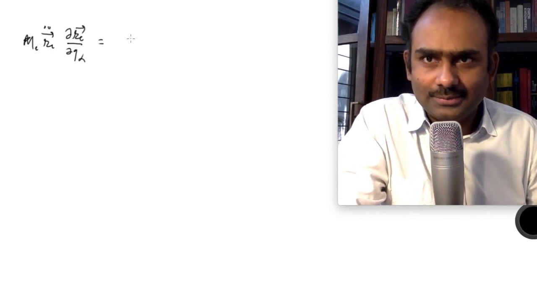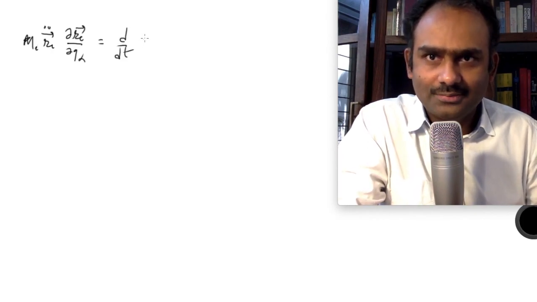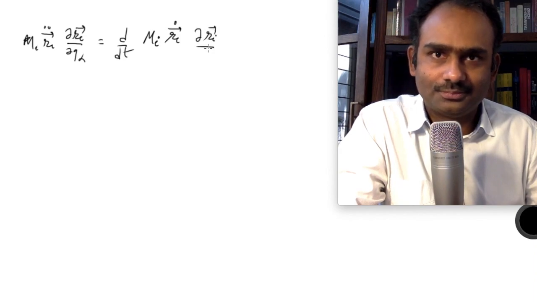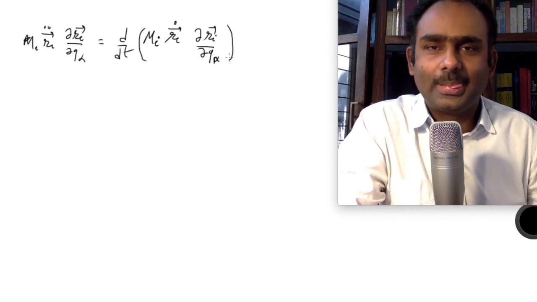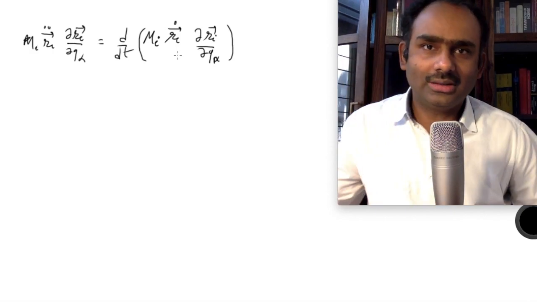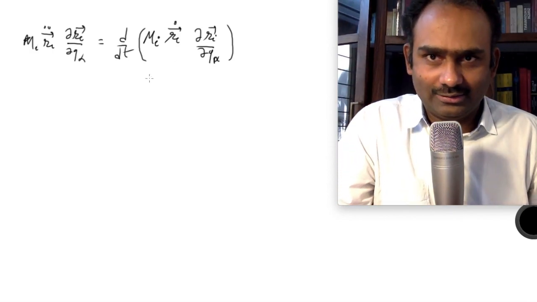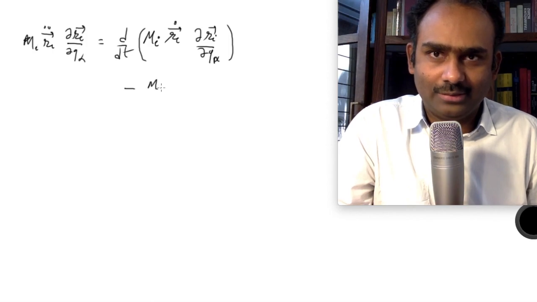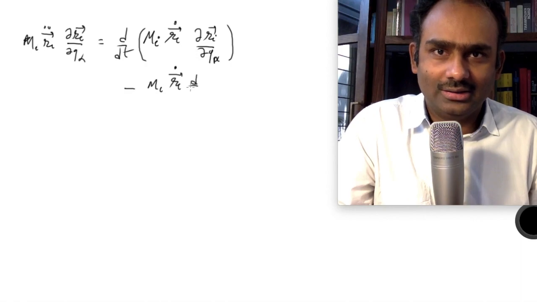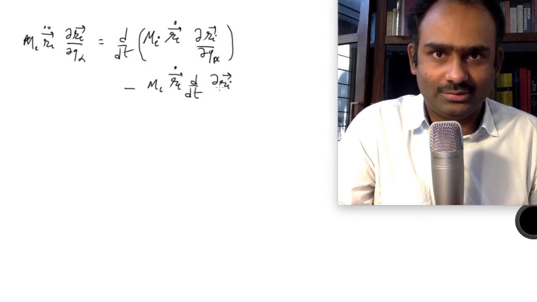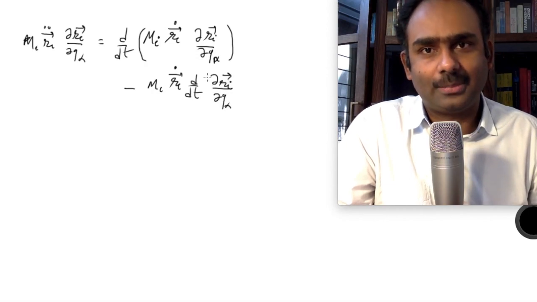So what I do is, d over dt of mi ri dot del ri over del q alpha. What is this? Now this will give you the r double dot term, but it will generate an extra term that I will subtract out. So it will have mi ri dot times d over dt acting on this piece, right? That is what is getting generated extra from the first term. That is nice.